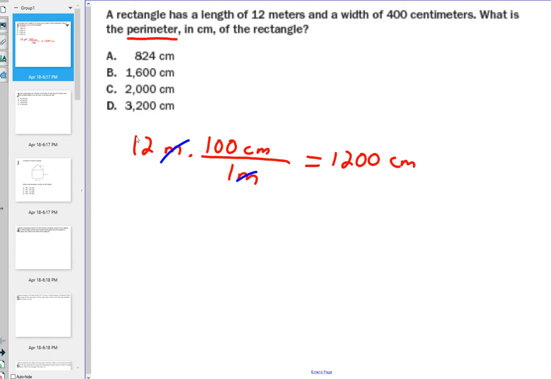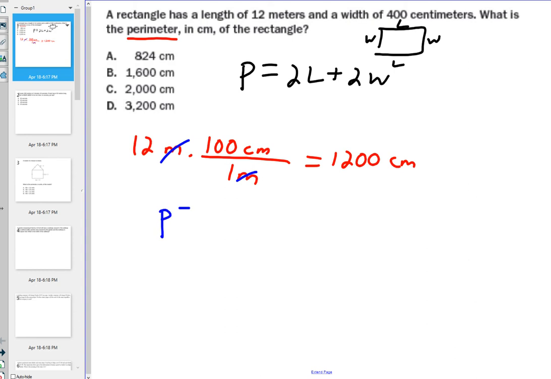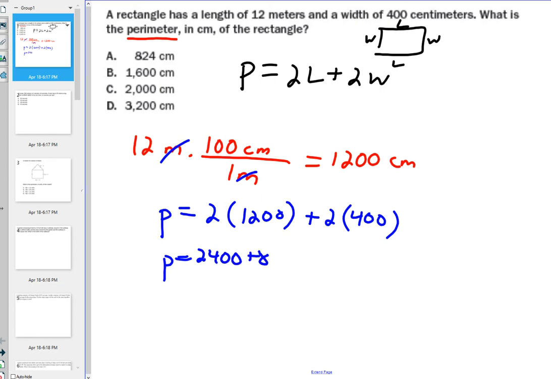So the perimeter of a rectangle, you could add up all the sides if that's easier for you to remember. But there actually is a formula for it. Since a rectangle has equal lengths and equal widths, and there's 2 of each, they say 2 lengths plus 2 widths. So perimeter is 2 times 1200 plus 2 times 400, right? That's 2400 plus 800, which is 3200.